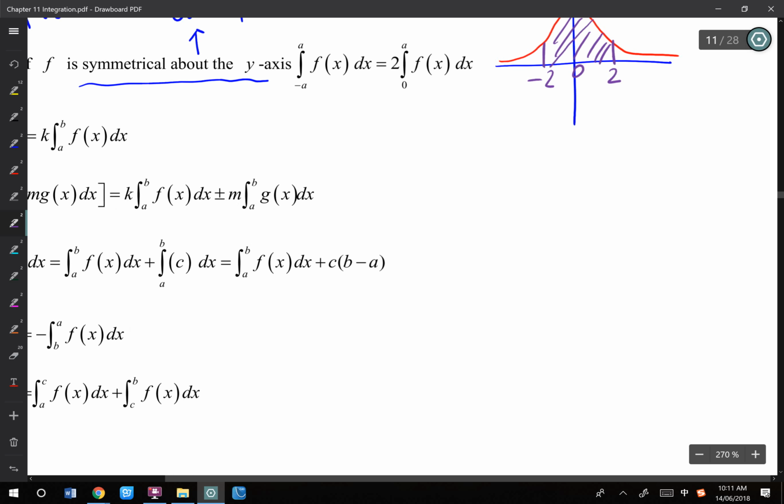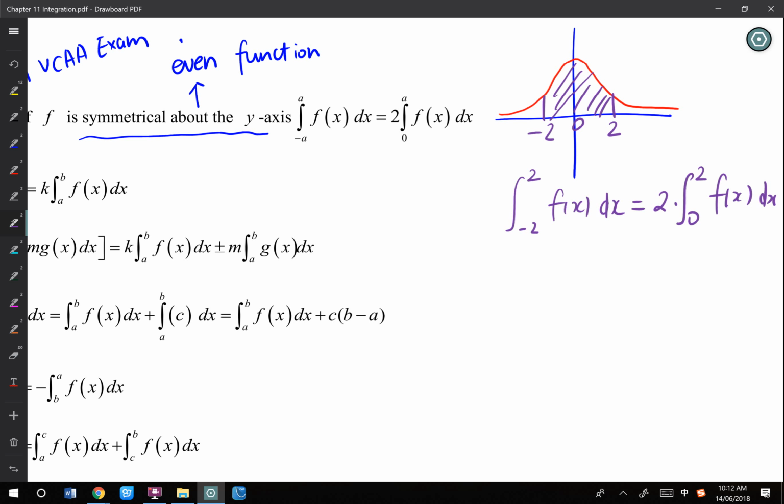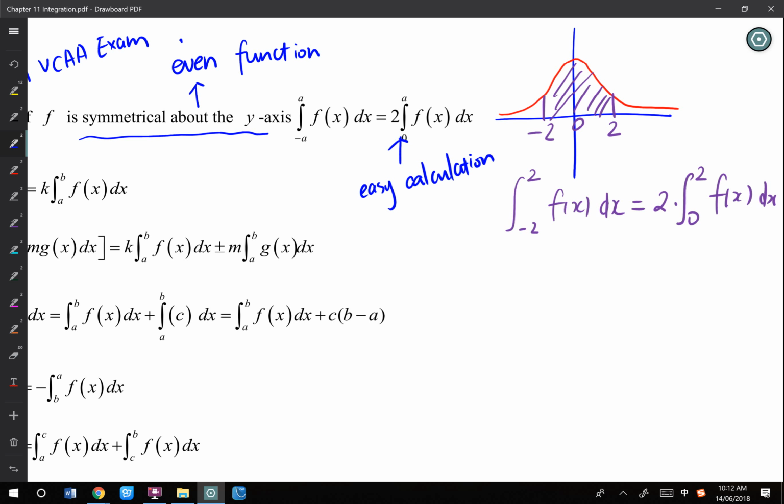So the integral, originally I should have -2 to 2 of f(x) dx. And that will equal 2 lots of 0 to 2 of f(x) dx. Or I can say it's -2 to 0 of f(x) dx. But why do I put 0 to 2? Because 0 is easy to calculate. Easy calculation, because it's always easier to sub in 0 rather than a negative number. So we like the number 0. That's why we can do this.